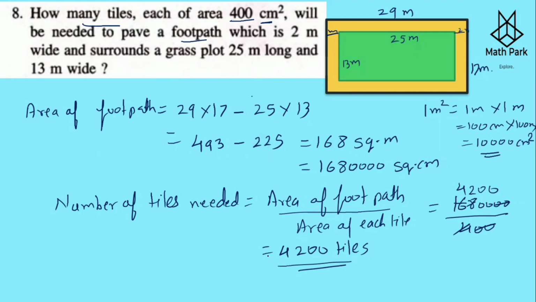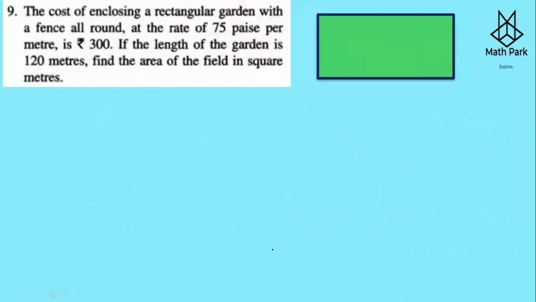Got it? Question number 9. The cost of enclosing a rectangular garden with a fence, so we have to put a fence around, at the rate of 75 paise per meter is rupees 300. If the length of the garden is 120 meters, find the area of the field in square meters. The length of the garden is 120 meters. We don't know the width. For finding the area, we need to know the width and the length. Length into width is the area of a rectangle.